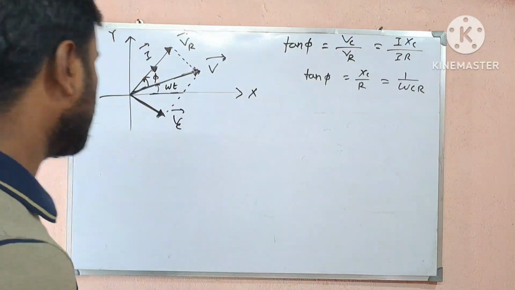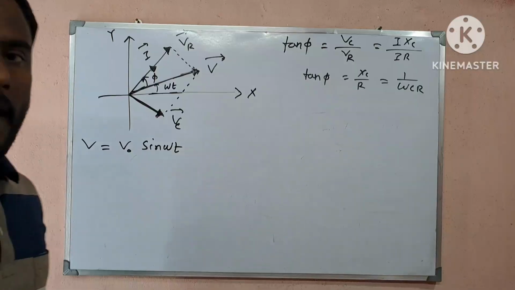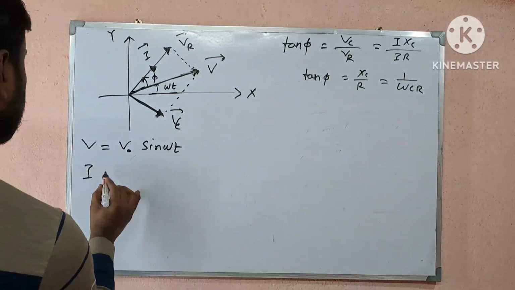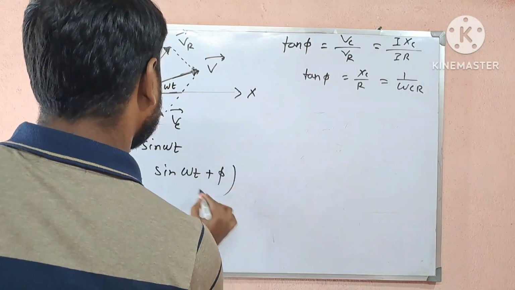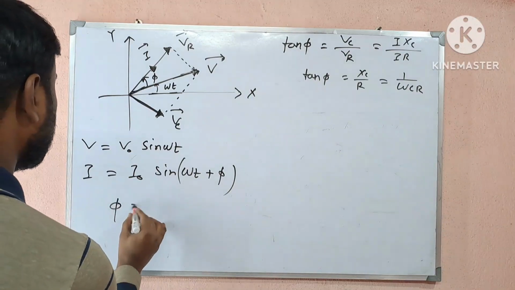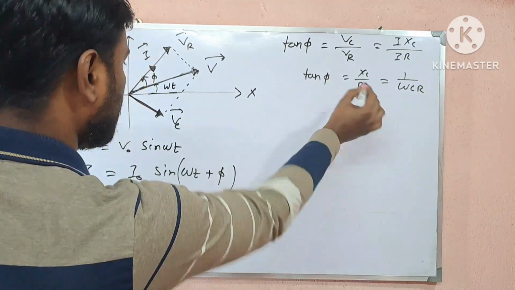Let's see few more important things. For CR circuit, the applied voltage is V naught sin omega t, and current at any instant in the circuit is I naught sin omega t plus phi. So what is phi, sir? Phi is basically tan inverse 1 by omega C R from this relation.